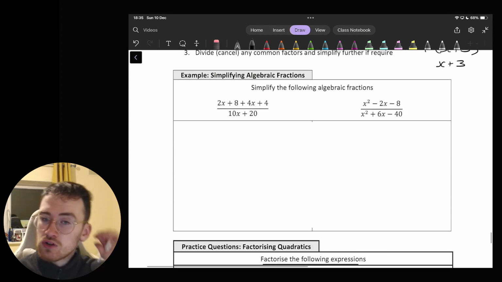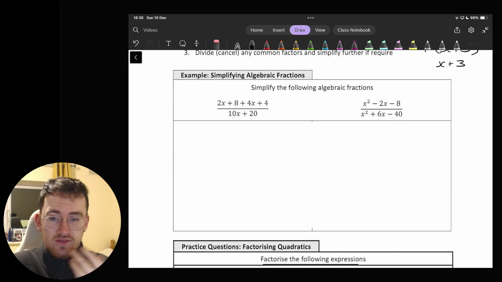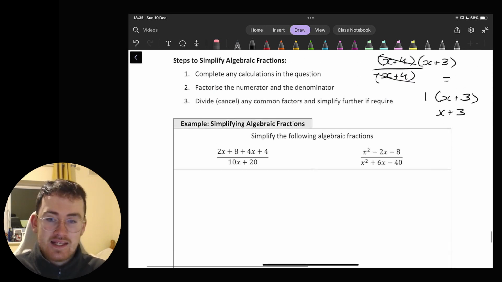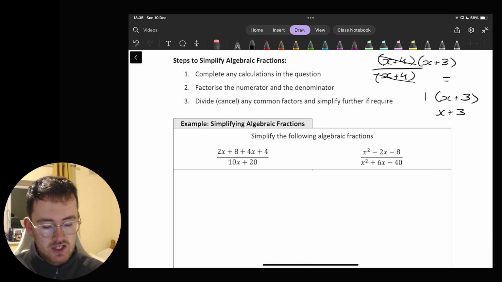So let's jump through a few of these questions here. We're going to keep it fairly quick and short if I can, because really all you're doing is putting into practice your different types of factorizing. If you're struggling with that aspect of it, then those are the videos to go back to: your quadratics, your difference of two squares, your highest common factor, all of those videos. Those are the ones to go back to for the real factorizing part of this.